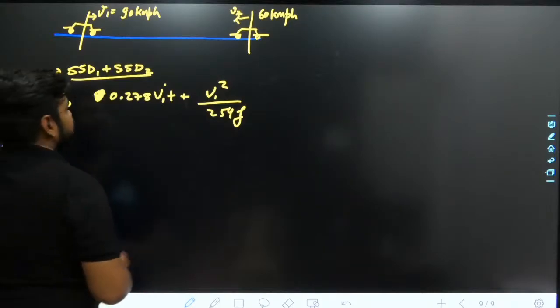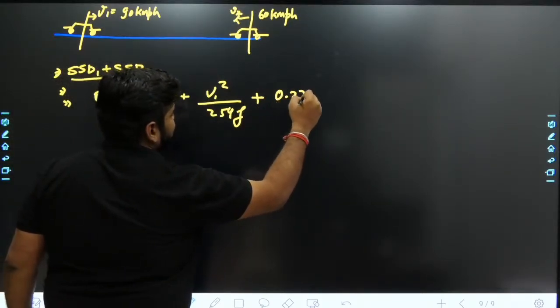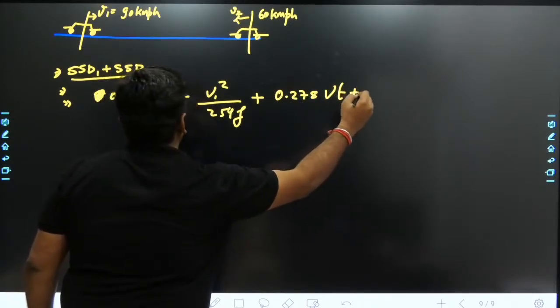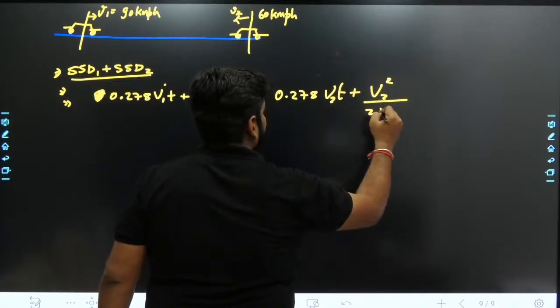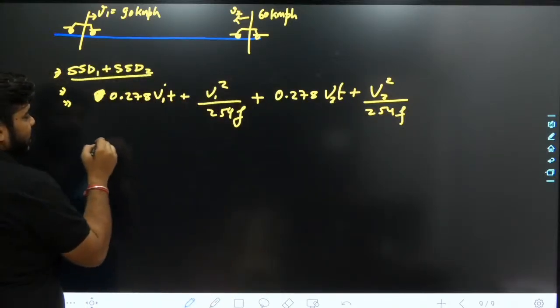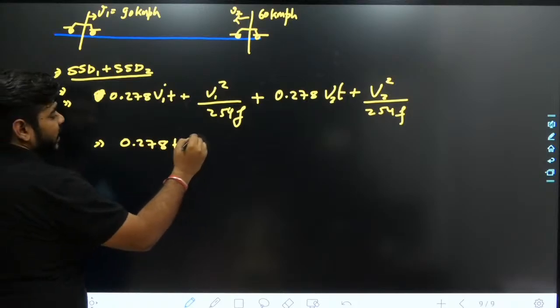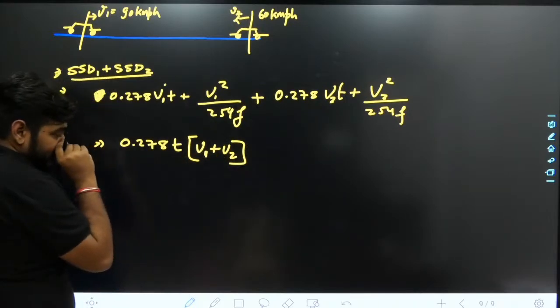This is your SSD1, plus SSD2, which is written as 0.278 capital V2 multiplied by T plus V2 square divided by 254 multiplied by F. Let's take some things common here. 0.278 T is taken common, so it can be written as V1 plus V2.